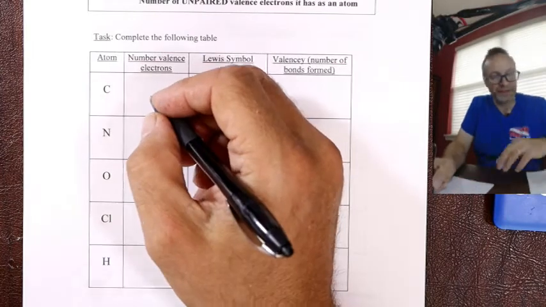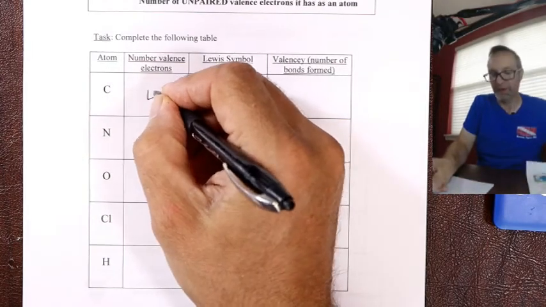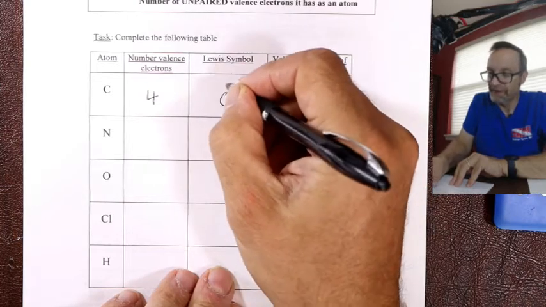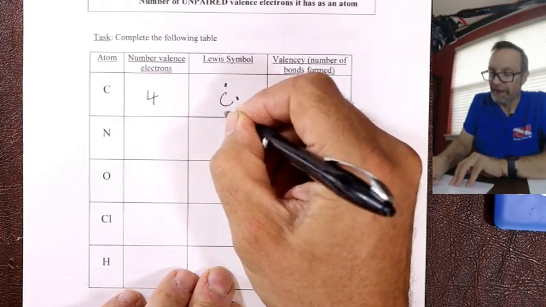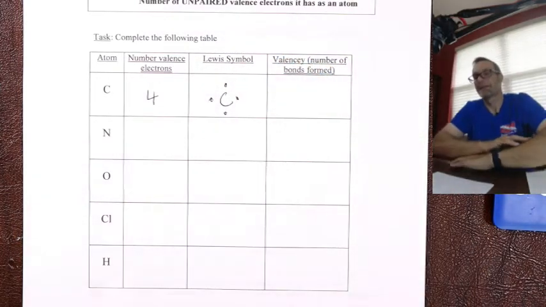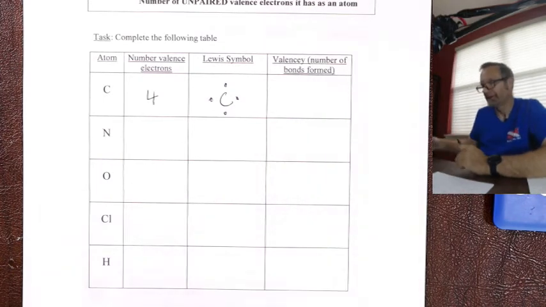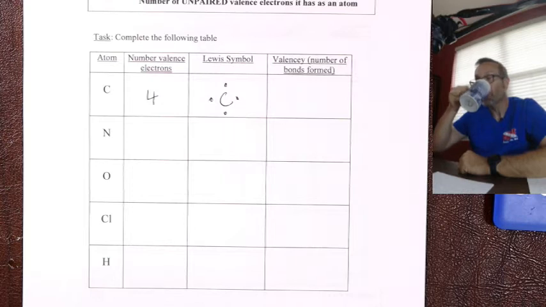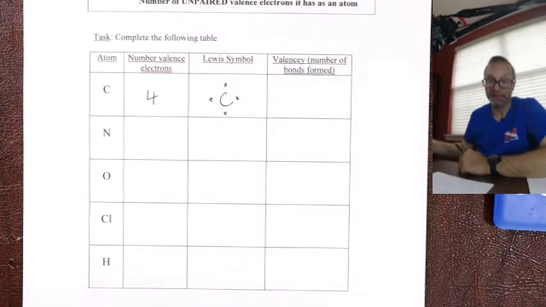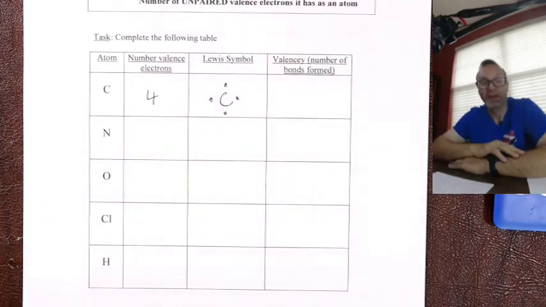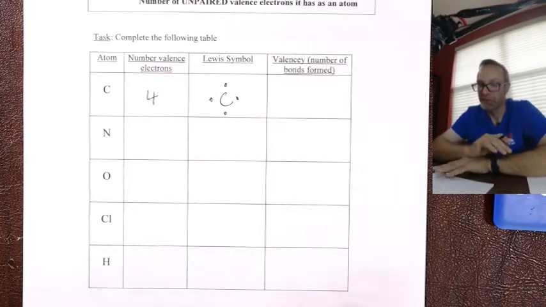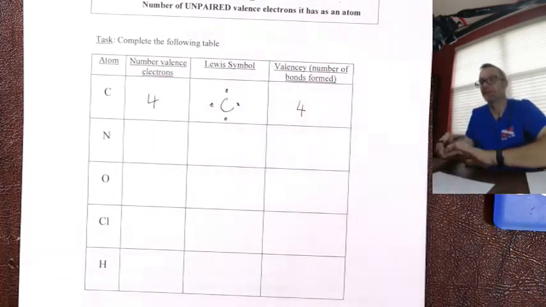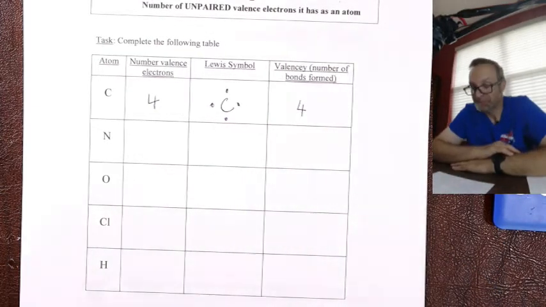So carbon, number of valence electrons, obviously 4, right? Okay, it's Lewis symbol there. Now, let me pause for effect. How many bonds is carbon going to make? It's going to make 4 bonds because it's got 4 unpaired electrons. We say carbon has a valency of 4. Interesting.